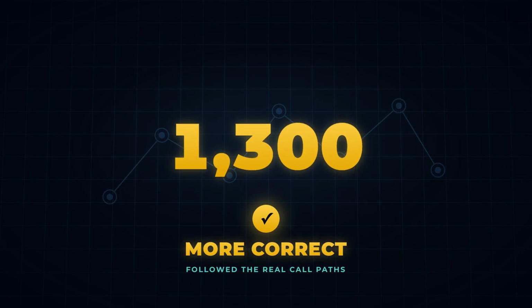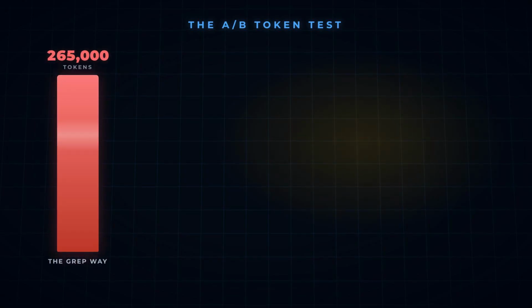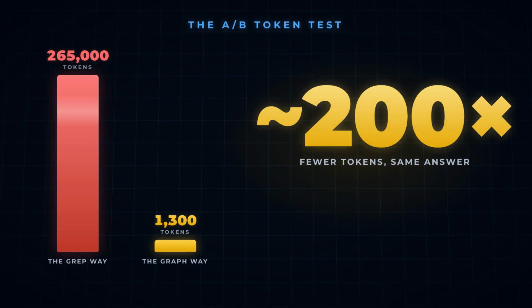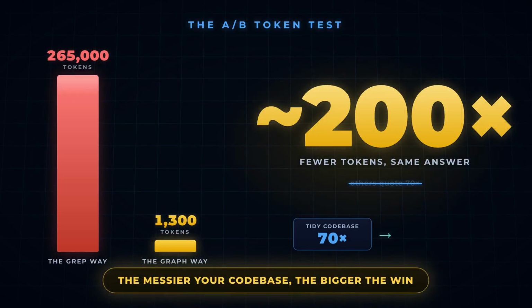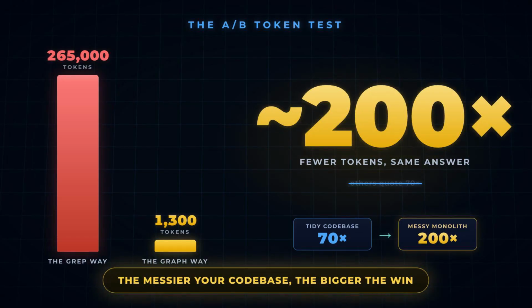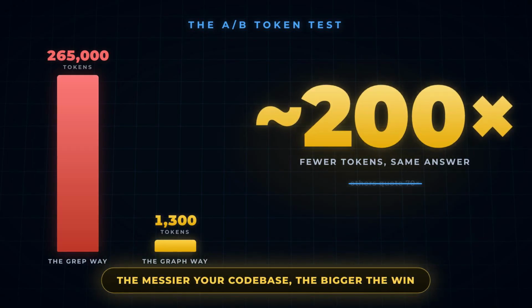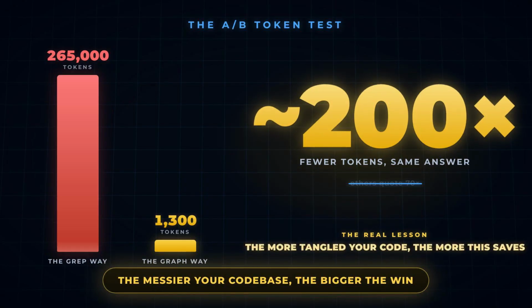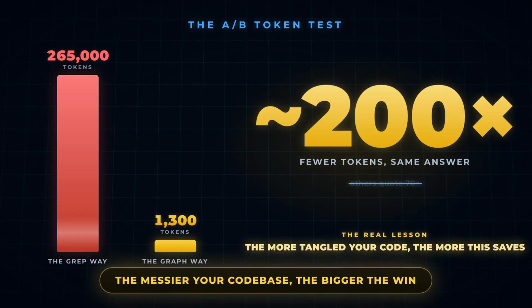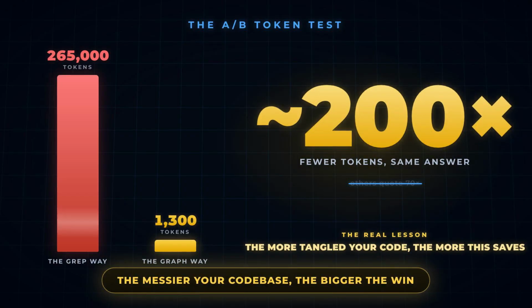Let me put those side by side because the gap is almost absurd. 265,000 tokens versus 1,300. That is roughly a 200 times reduction on my real code. And I want to be honest with you because you'll see other people throw around numbers like 70 times. On a small, tidy code base, 70 is fair. The reason mine is so much bigger is precisely because my app is messy, one giant file doing too much. And that's the real lesson. The more tangled your code base, the more this saves you. The projects that are hardest for AI to understand are exactly the ones this helps the most.